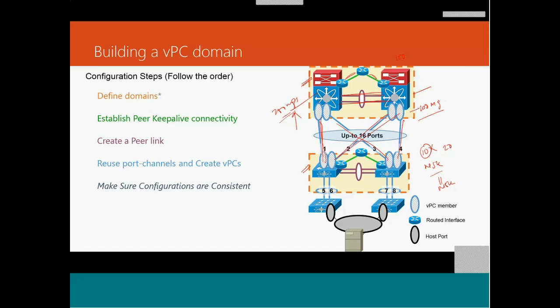Makes sense. Okay. Right. And the very last step of all this is to make sure the configurations are consistent between both the devices. If there are inconsistencies or mismatched configurations, you may run into type 1 or type 2 types of consistency issues, which again is coming up further in the later slides.